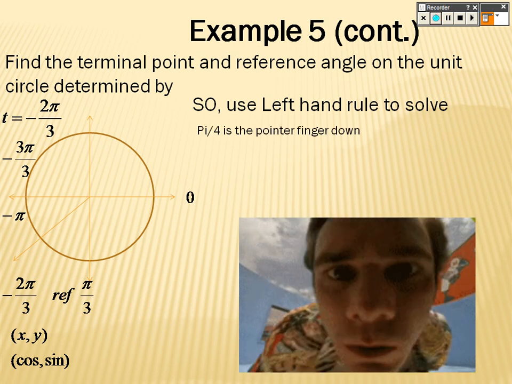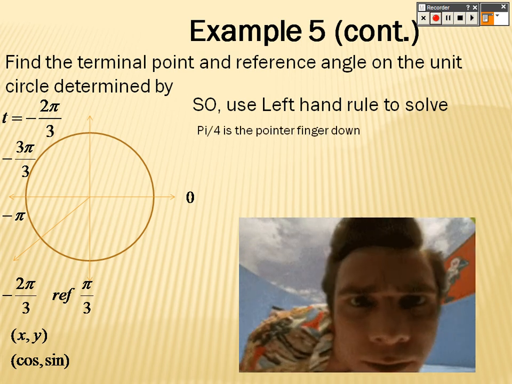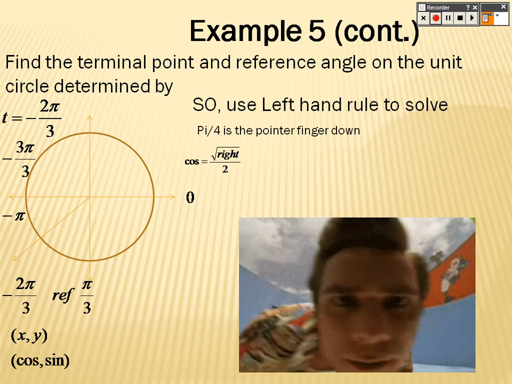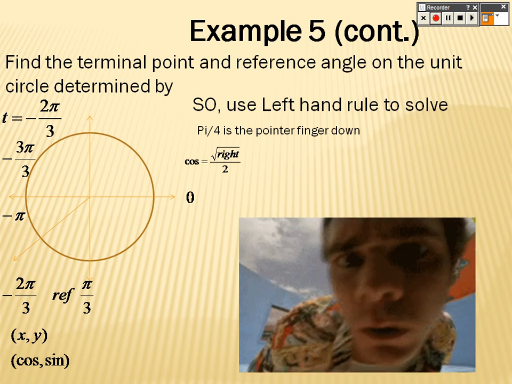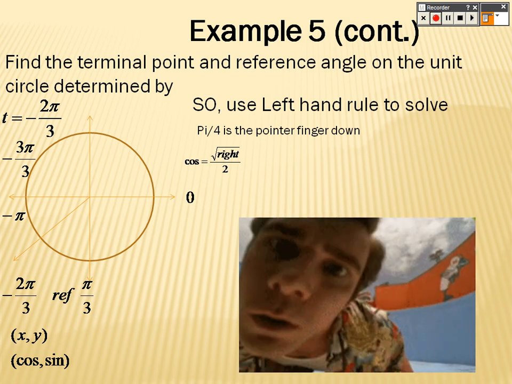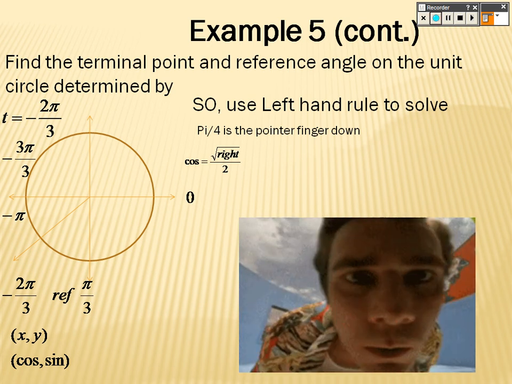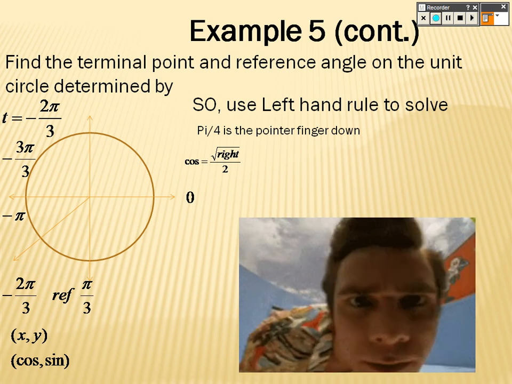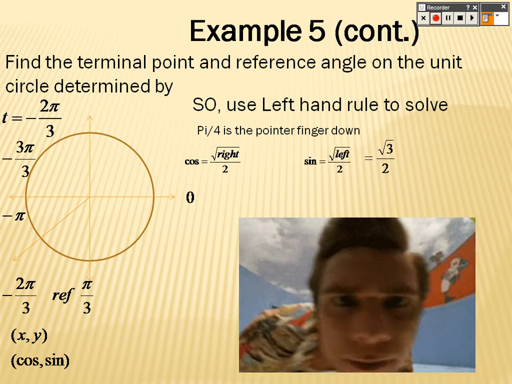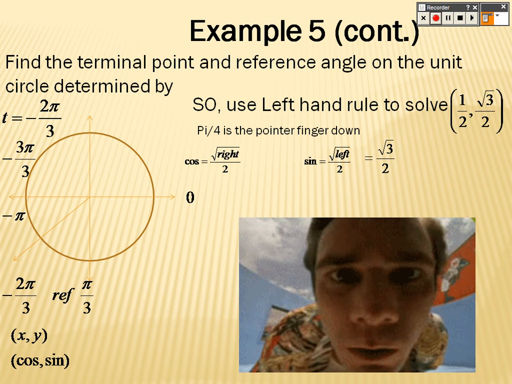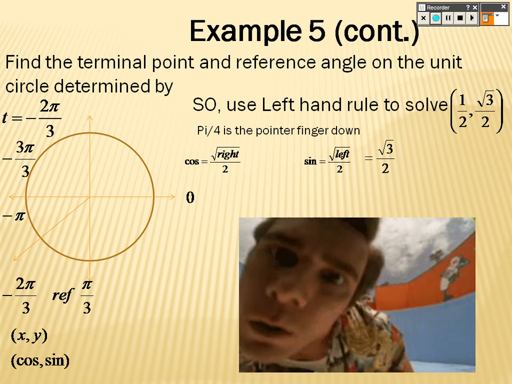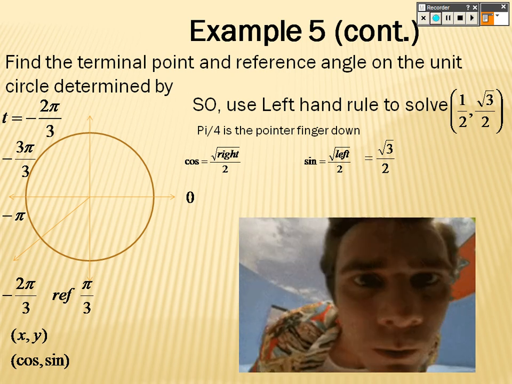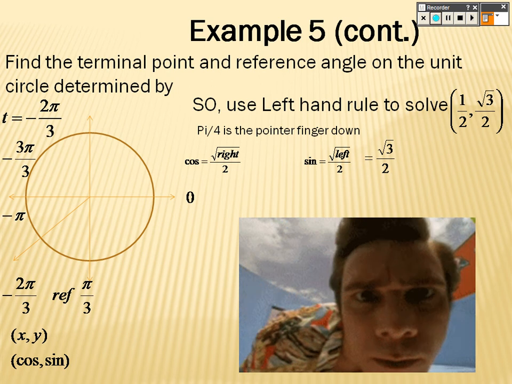So my pi over 4 finger, it's not actually pi over 4, it's pi over 3 finger. The pi over 3 finger is my pointer finger, not pi over 4 finger. So I put my pointer finger down. Cosine is 1/2 because there's only one finger to the right, and to the left there's 3 fingers, so it's 1/2 and root 3 over 2.